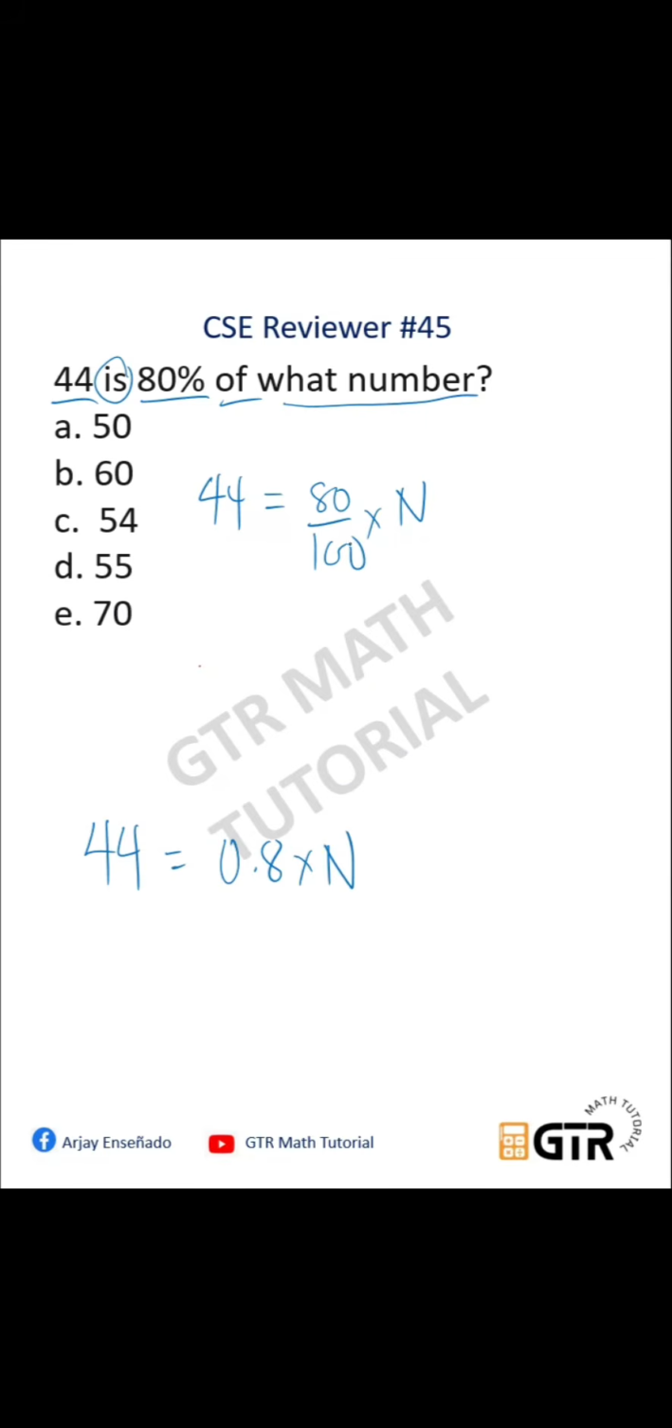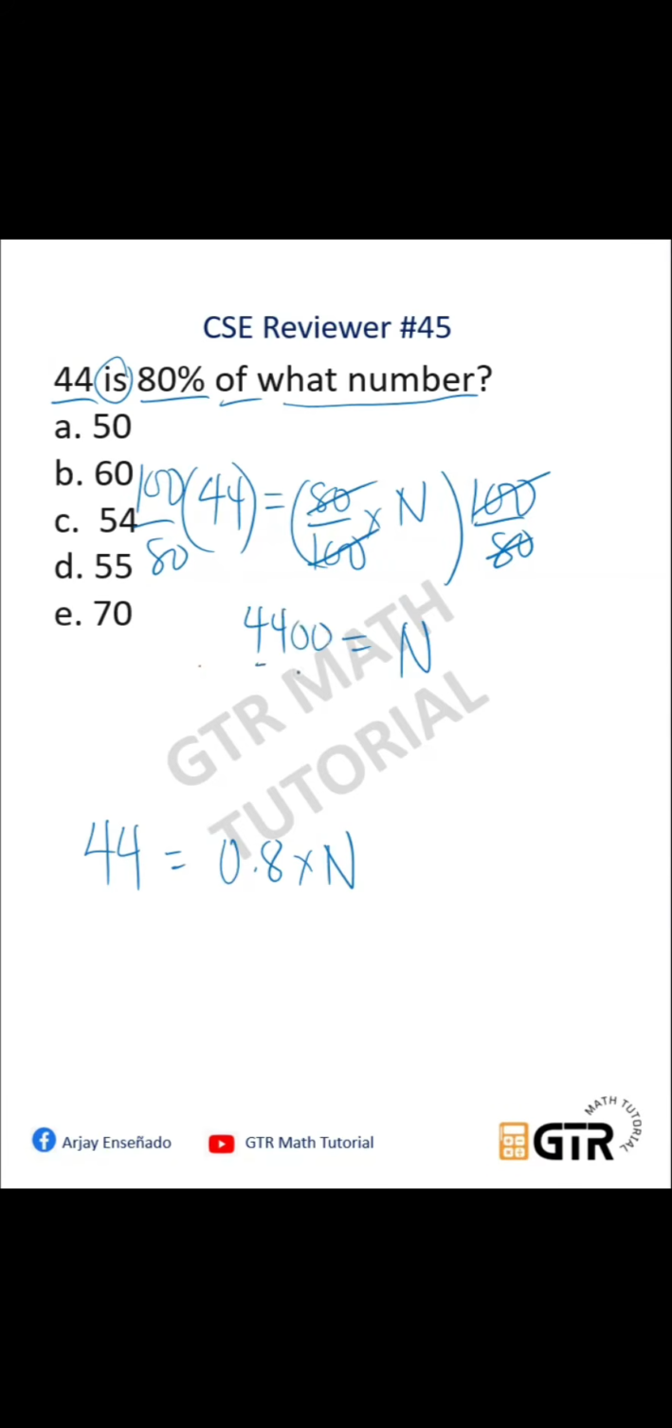So to solve for n, divide both sides of the equation by the reciprocal of 80 over 100. So that is 100 over 80. So multiply both sides of the equation by 100 over 80. So cancel 100 and 80. So what is left is n. So 100 times 44, so that is 4400 divided by 80. So we can cancel the 0.